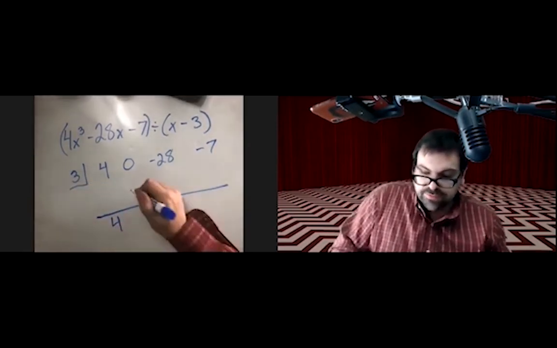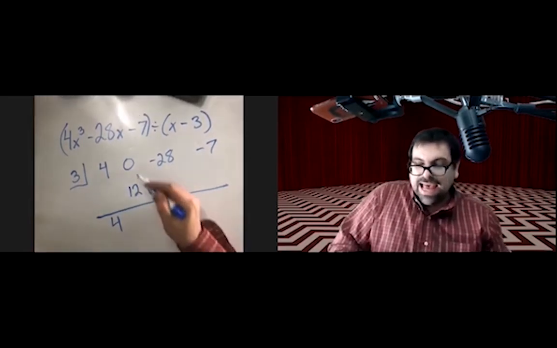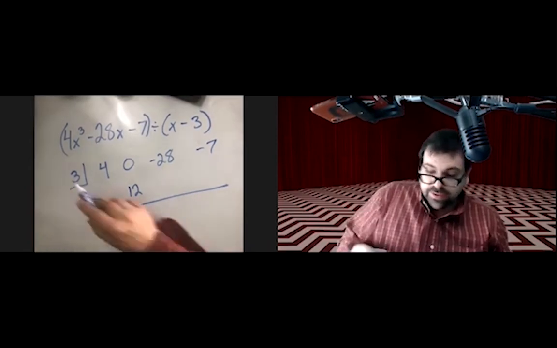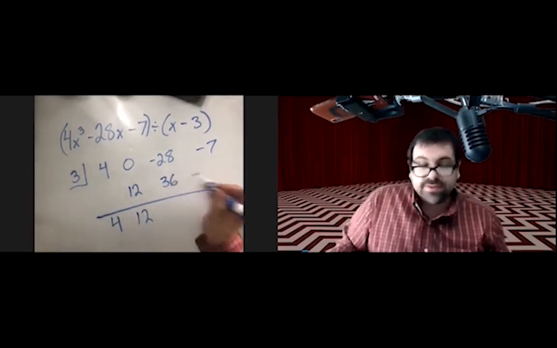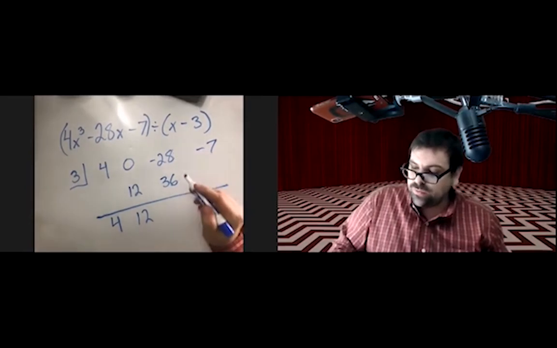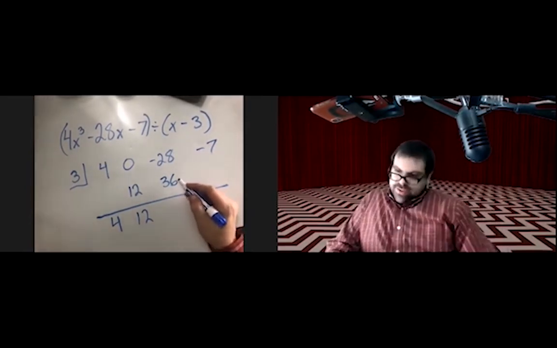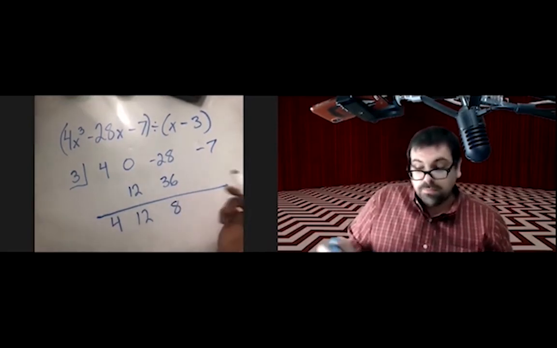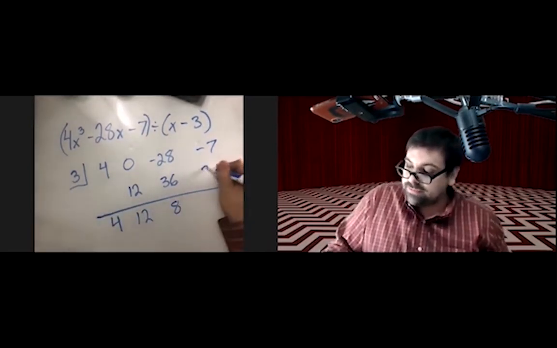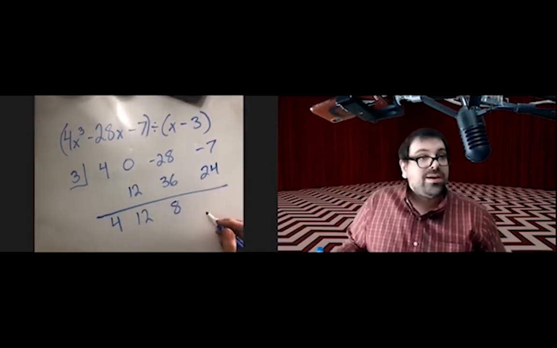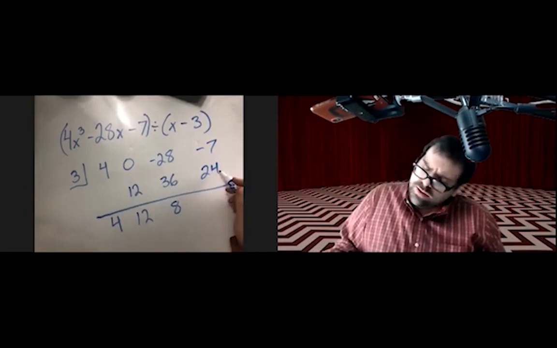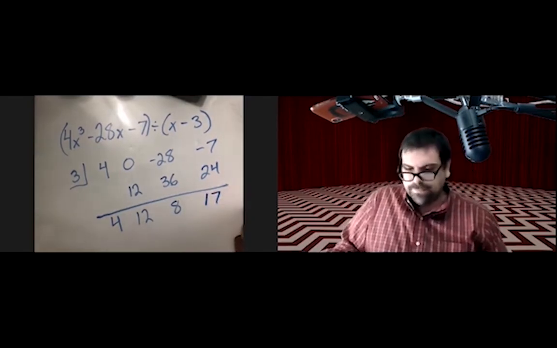Multiply, 3 times 4 is 12. Add, 0 plus 12 is 12. Multiply, 3 times 12 is 36. Add, negative 28 plus 36, that's positive 8. Multiply, 3 times 8 is positive 24. Add, negative 7 plus 24, it's going to be positive 17.